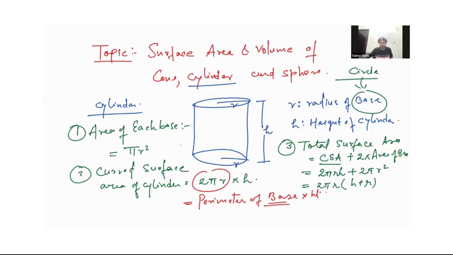Now the final one is your volume. What is the volume of the cylinder? The volume is given by pi r square into h. Or we can write it as area of base into height. So this is your volume, pi r square h.